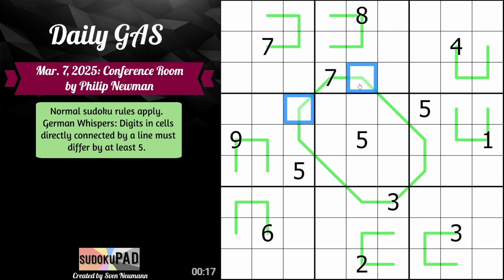7 has to have 1 or 2. This has to be 1. 3, rotationally symmetric to that, will be 9, because it has to be 8 or 9, so it must be 9. Now, what was I saying about 4 and 6? 6 and 4 are special digits on German whispers, because 6, when differed by at least 5, only ever yields 1, so you can only ever have a 1 next to a 6. And the same thing with 4, it only ever yields 9.